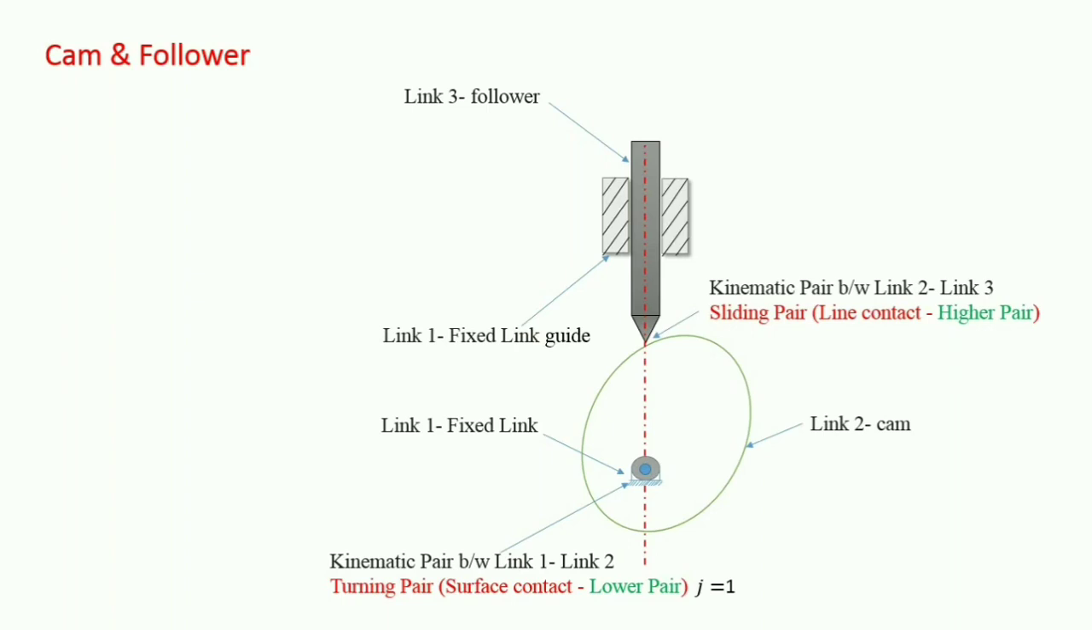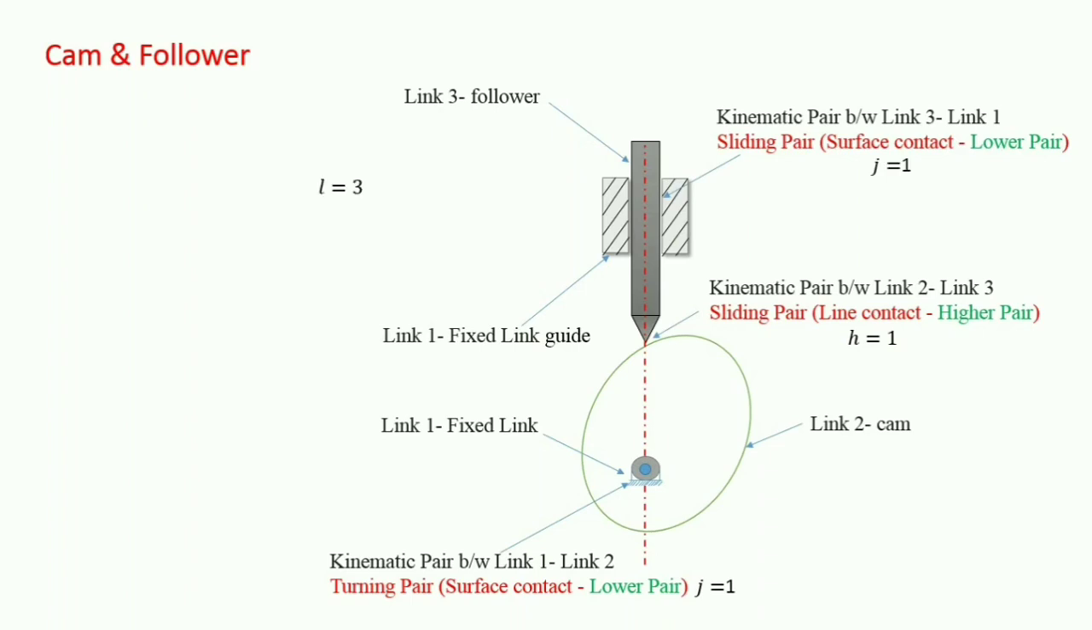And second, you can see that the kinematic pair between link 2 and link 3 is a sliding pair, and we can say line contact or point contact will be here. So this is a higher pair, and we'll put h is equal to 1. And third, the kinematic pair between link 3 and link 1, guide and follower, is a sliding pair, and this is surface contact. So we'll put again j is equal to 1.